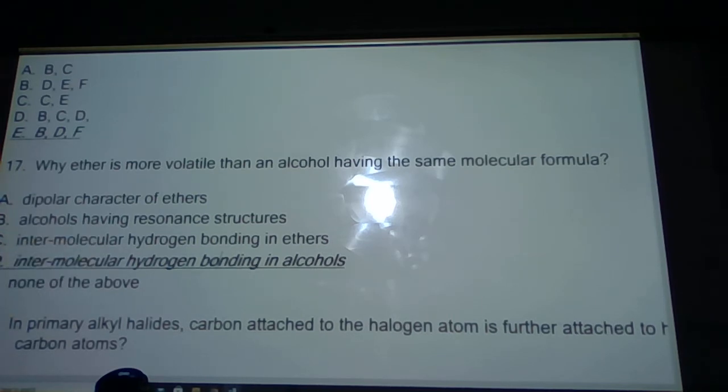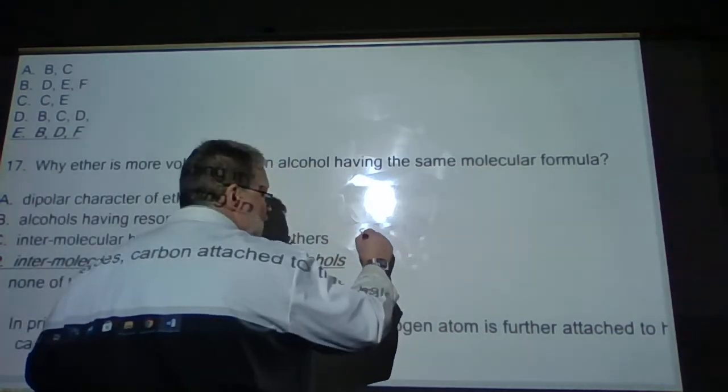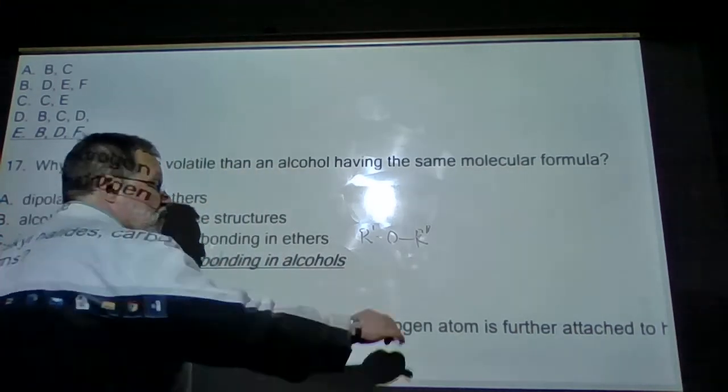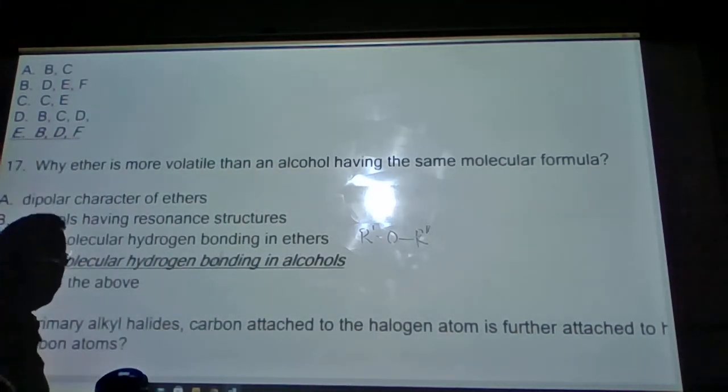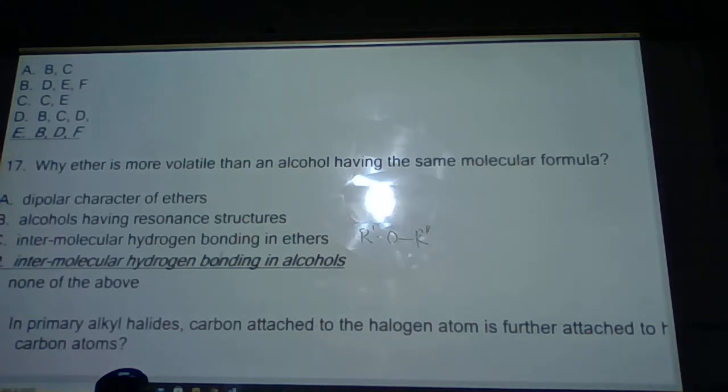Intermolecular hydrogen bonding in ethers. Hydrogen bonding requires that there's a hydrogen directly bonded to an oxygen. In an ether, you have a carbon-containing group bonded to an oxygen bonded to another carbon-containing group. So in ether, you have no potential for hydrogen bonding. But you do have potential for intermolecular hydrogen bonding in alcohols. So 17 is D.